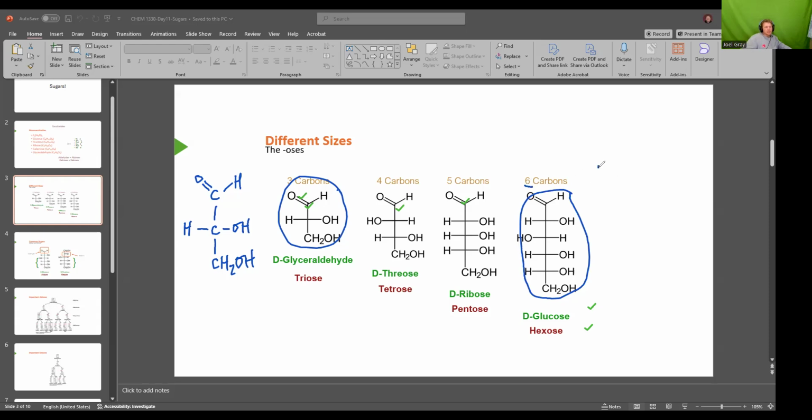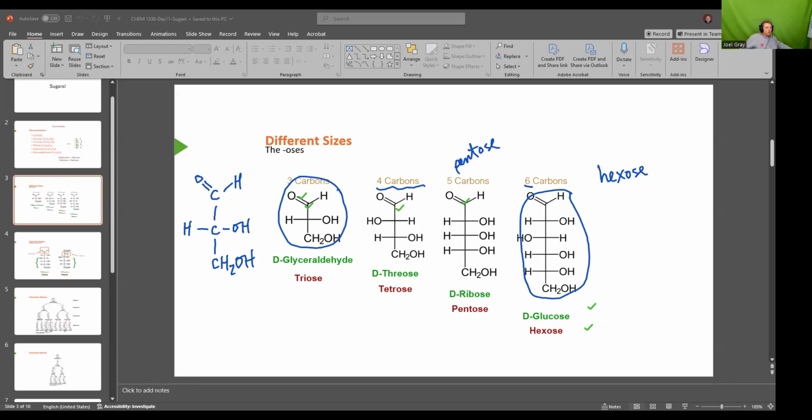meaning that it is a hexose. If a sugar has 5 carbons, it is a pentose. What is a 4-carbon sugar also known as? Add to the chat what a 4-carbon sugar is. I'll give you a hint. It ends with os, but what is the prefix? What comes before os? Perfect. It's a tetrose.